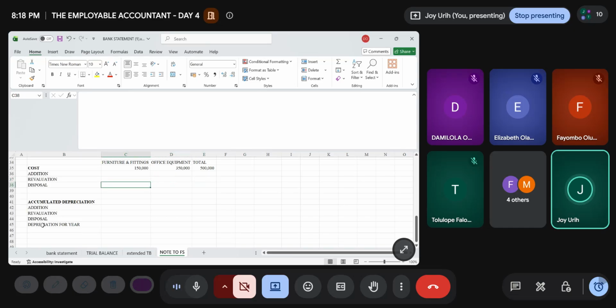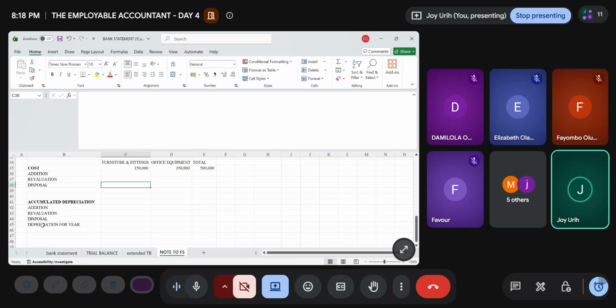Now, if there's any disposal of any of the company's assets, the cost of that asset that was disposed goes here. Let's assume the total cost at the beginning for furniture and fitting is 150,000, and out of that 150,000, during the year, 50,000 naira worth of furniture and fitting was sold. It is that 50,000 that will be put here as the cost of the asset that was sold, which means our cost is going to reduce. And disposal will be in negative, because it has left the books of the company. That's what it means.